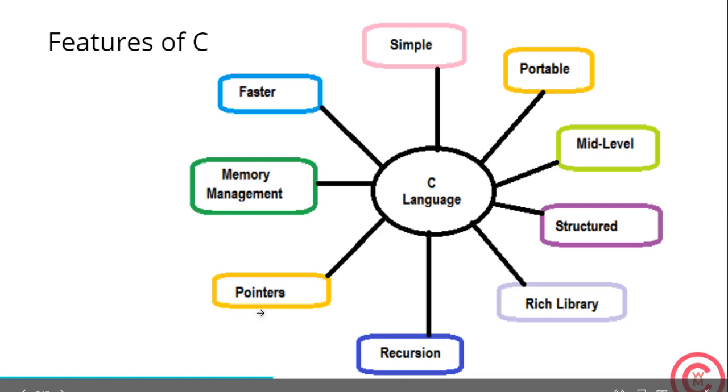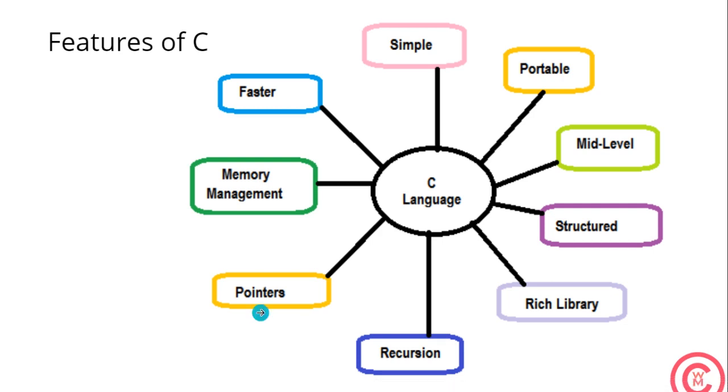And pointers, the pointer in C language is a variable which stores the address of another variable. So we can work with the address which stores the value of the variable in C language. So that is one feature in C.